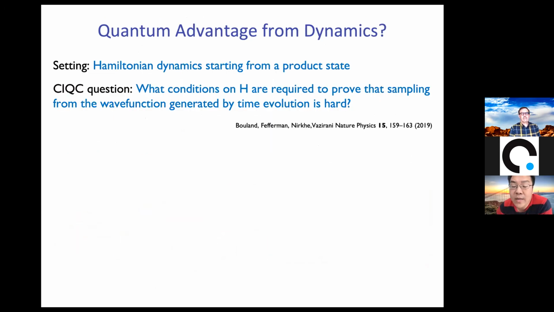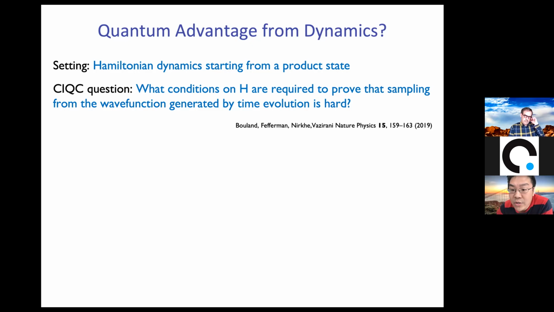So the setting that I want us to think about for this tutorial is a very simple setting. Imagine that we start off with a system of many particles, in a product state. And then on top of that product state, we explore time evolution using a particular class, or instance, of a Hamiltonian. And the CIQC-esque question that I'd like us to keep in the back of our minds is, for example, are there conditions, or what specific conditions on the Hamiltonian are required to prove that sampling from the wave function generated by the time evolution is actually hard?